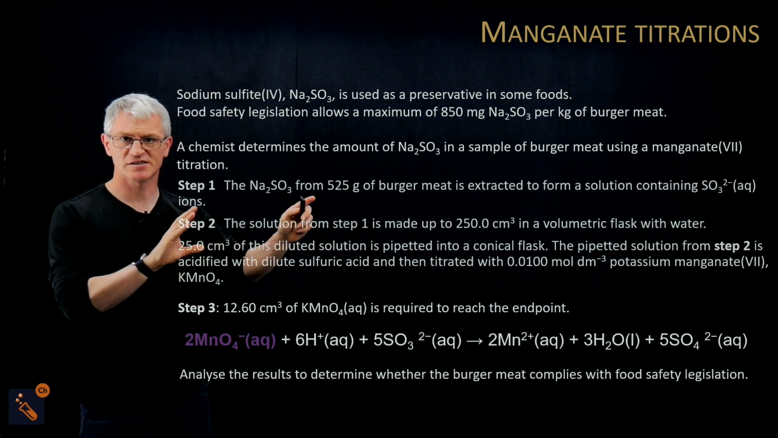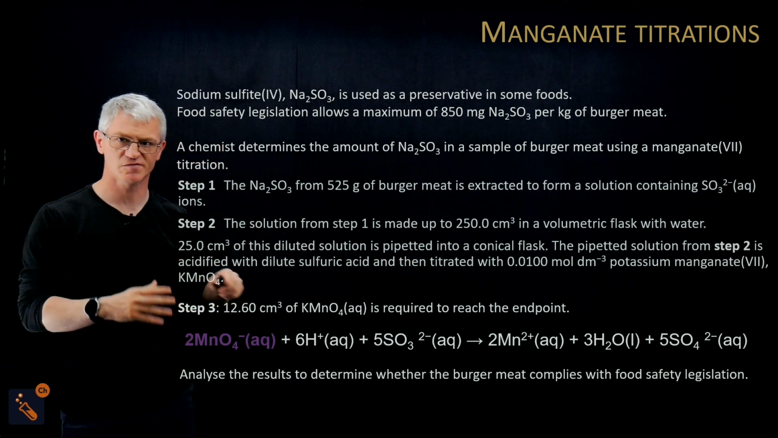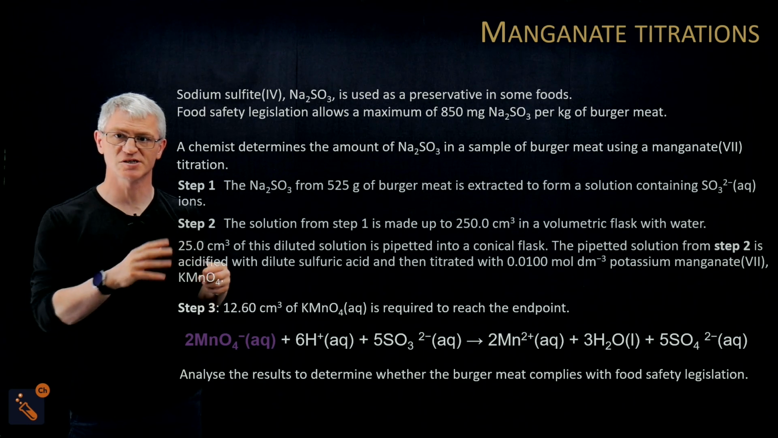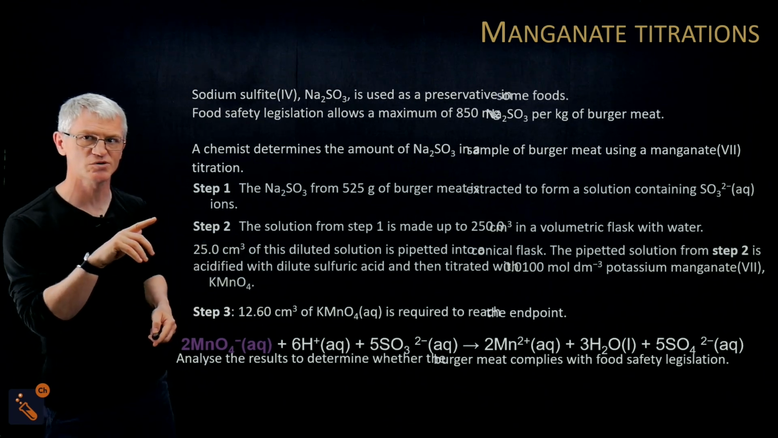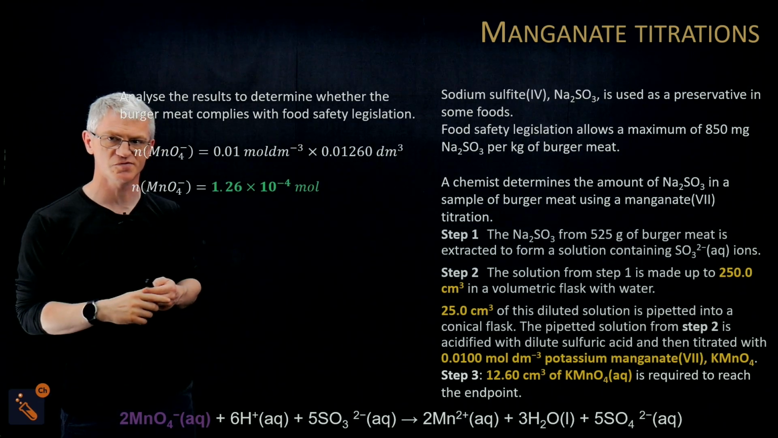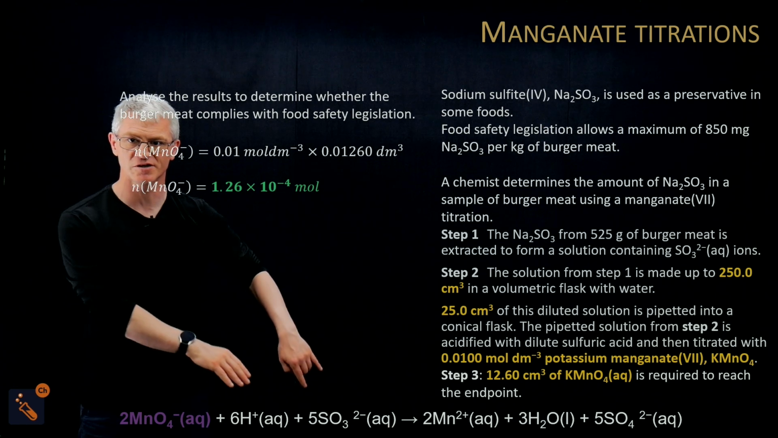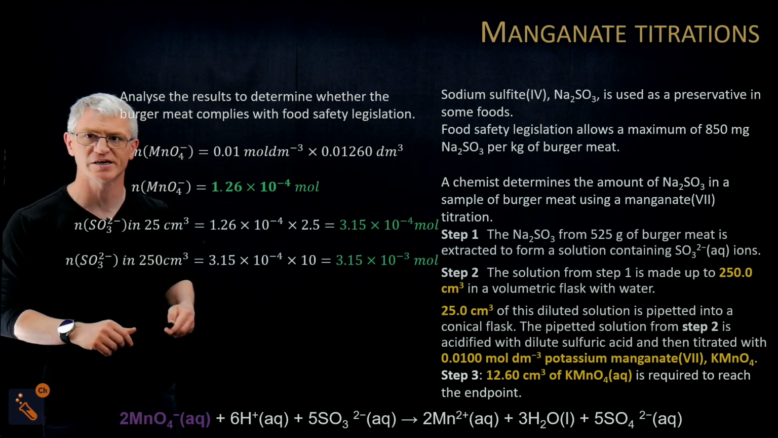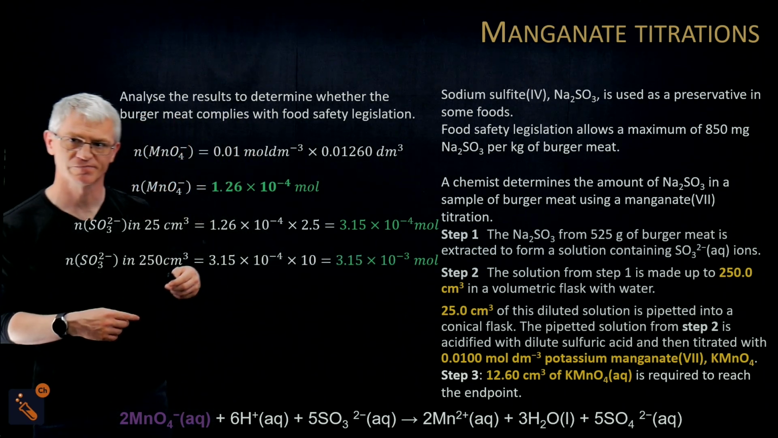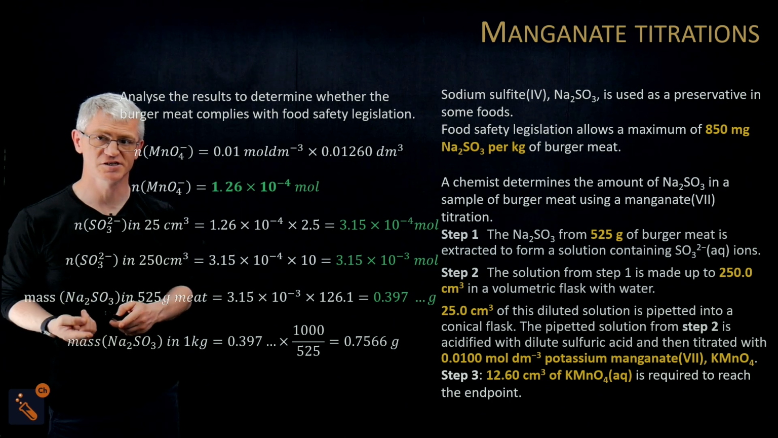Taking the burger, extracted the sulfite, made it up to 250, took 25 out, and then titrated it with 0.01 and 12.6 centimetres cubed. We can convert that to decimetres cubed, and we use that concentration, we times them together, and we'll get our number of moles of manganate, which we have here. Then what we need to do is apply the ratio 2 to 5. 2 to 5 is times that by 2.5, you get 5, which means you get the sulfite from the manganate, and then times it by 10 here, because of this dilution here, 25 to 250. Now, after that point, we need to know the mass of the thiosulfate.